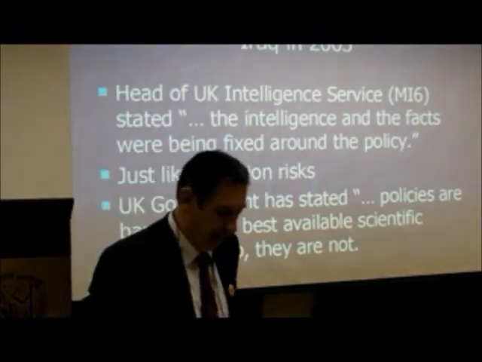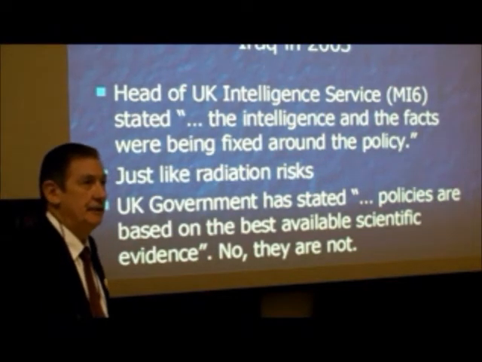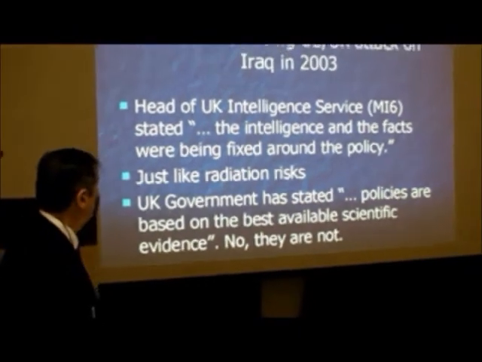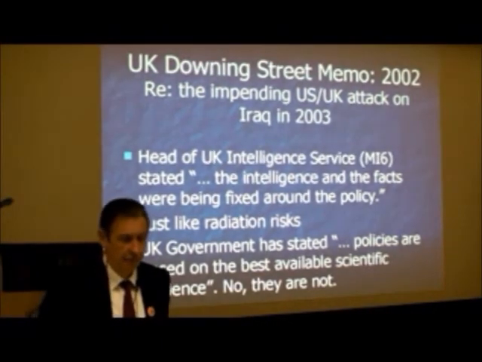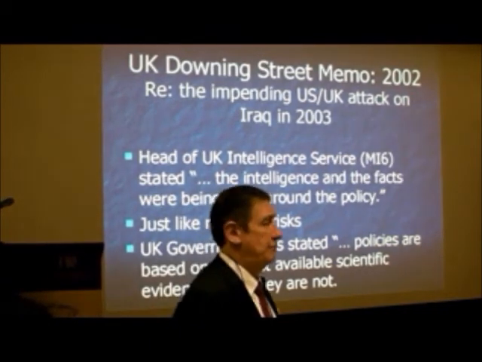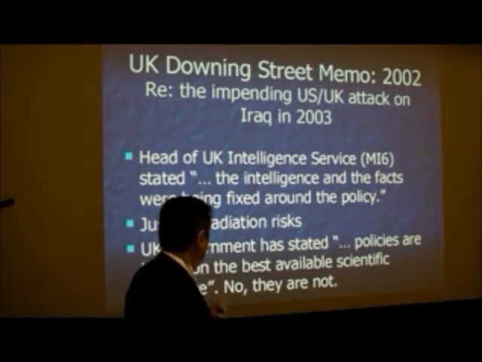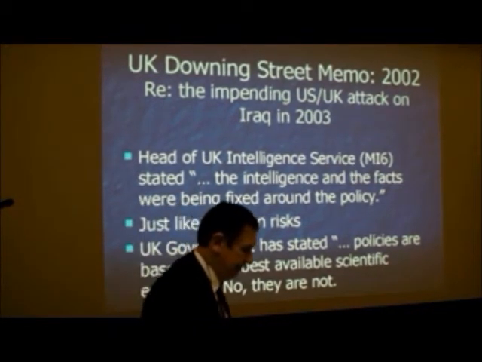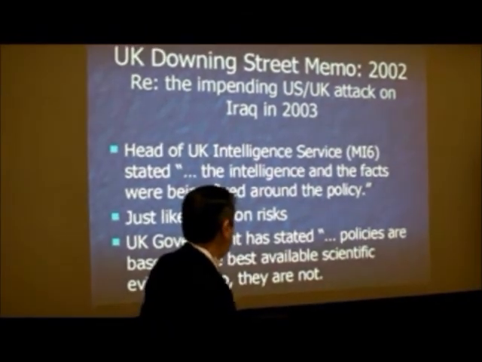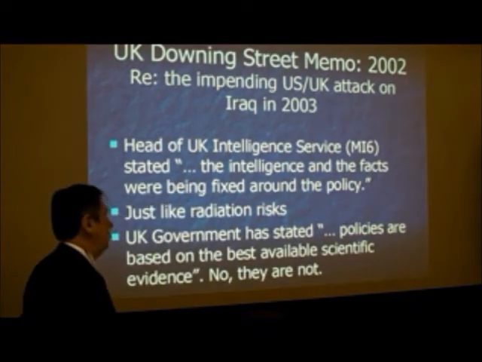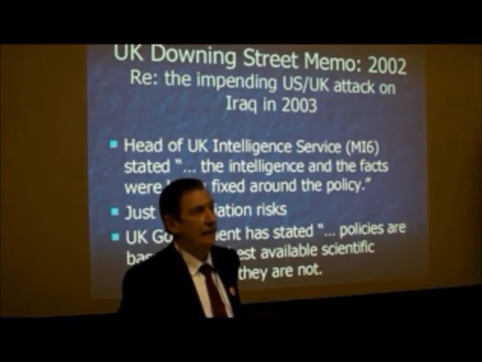Back in 2002, there was a very famous Downing Street memo. It's been published. The New York Review of Books in 2006 actually reproduced parts of it. That's where I got it. These were talks inside Downing Street, the home of the Prime Minister of Britain, about an impending US-UK attack on Iraq. And the head of the MI6, the intelligence service, sort of like the national security office in the United States, the head of that service was called M. He stated that the intelligence and the facts were being fixed around the policy. That's what he said. There's a direct quote, and you can actually read what he said. This is the top head of the UK intelligence saying this.